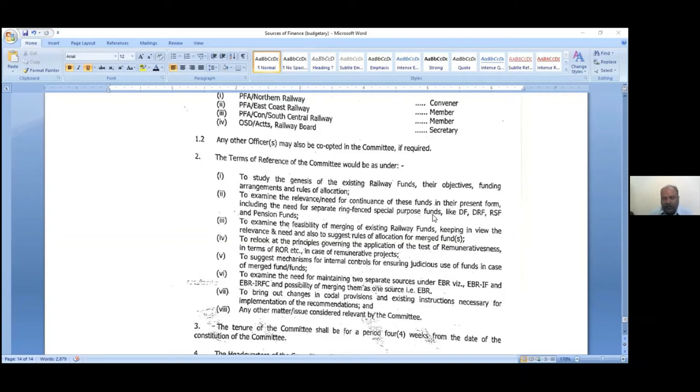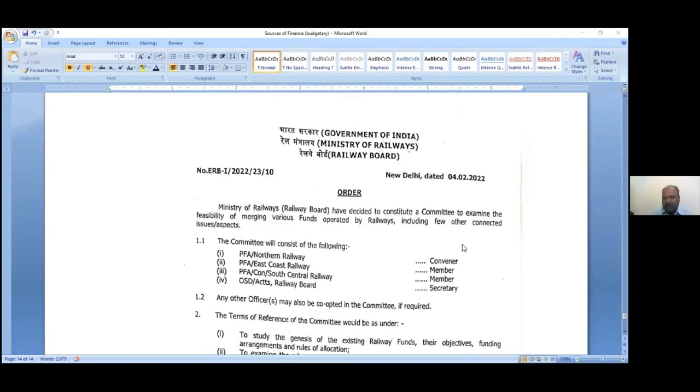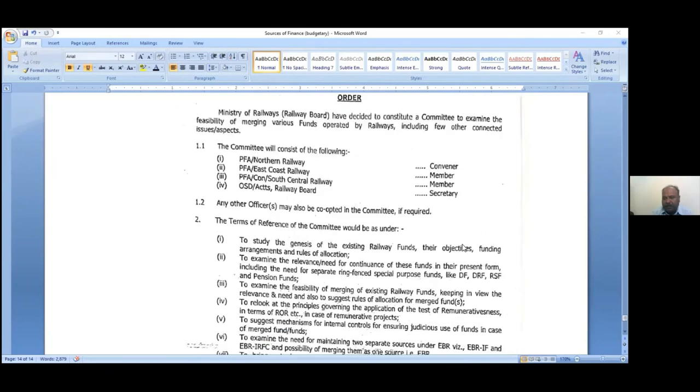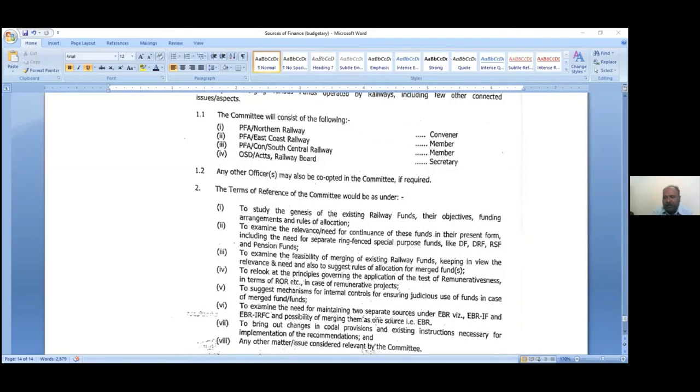And to effect all these changes, what changes are required in the codebooks and any other issues, this is for the committee. The time limit is 1 month. So shortly we may expect the outcome of this committee, and there may be a lot of changes we may expect in coming days.